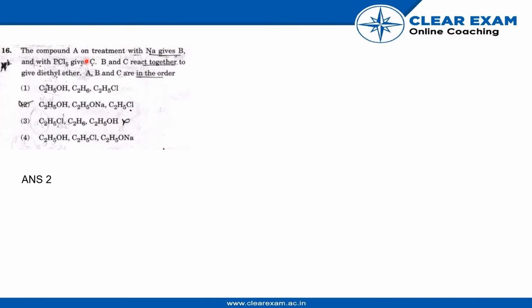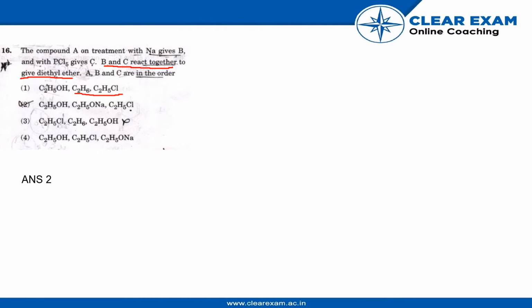So the question is, the compound A on treatment with Na gives B, and with PCl5 gives C. B and C react together to give diethyl ether. A, B, and C are in order. So these are the options. It is mentioned in the question that B and C will react together to give diethyl ether. So we can see the options.